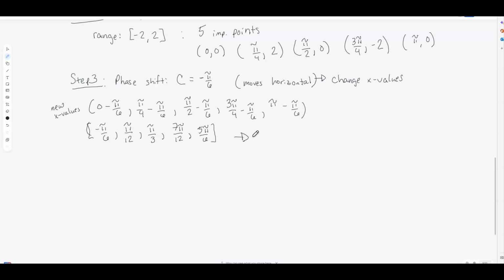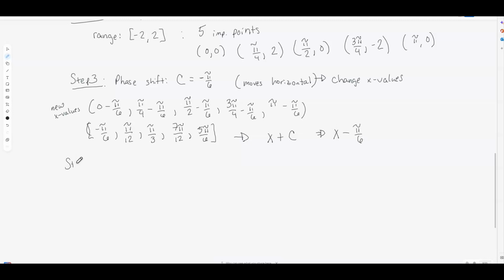So with step 3, your phase shift, right? I really want you to recognize that what you did was you did your x value plus c. Okay. So all of your x values, so x0, x1, x2, x3, x4, x5, you added your c to that, right? Here our c happened to be negative pi over 6, so we did x minus pi over 6, okay?